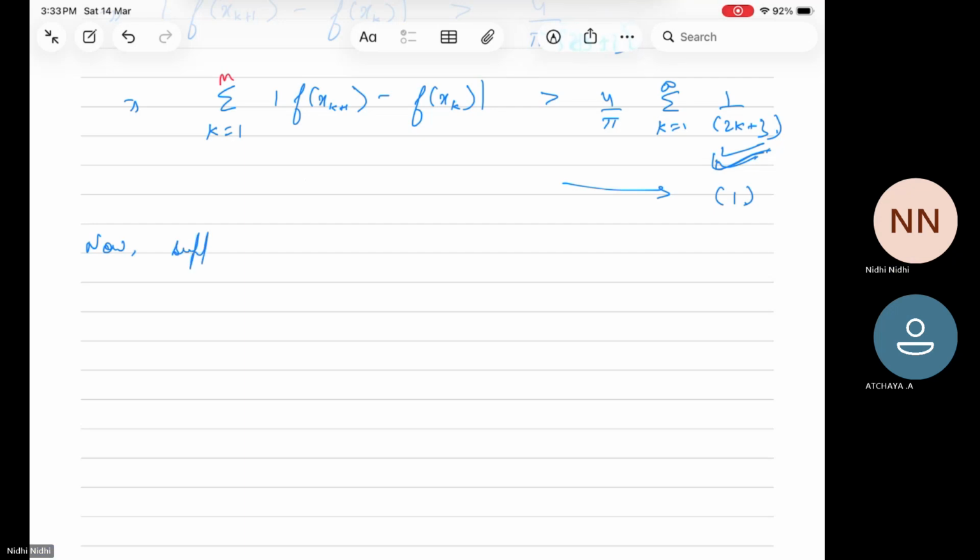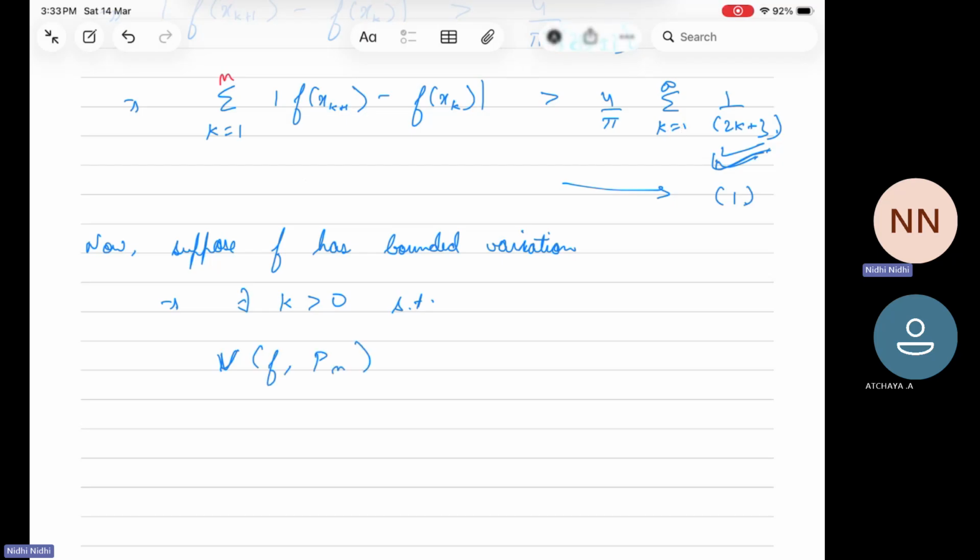Suppose f has bounded variation. That means there exists some positive k such that the variation of f corresponding to any partition Pn will be less than or equal to k for every n in N, where this V_f(Pn) is nothing but summation k from 1 to n of mod f(x_{k+1}) minus f(x_k).